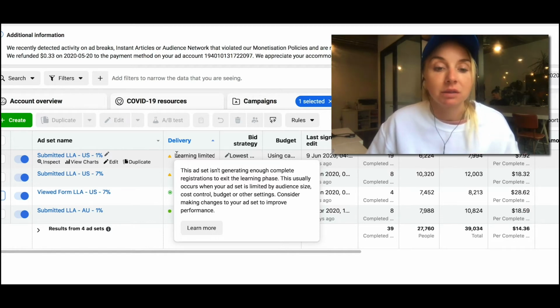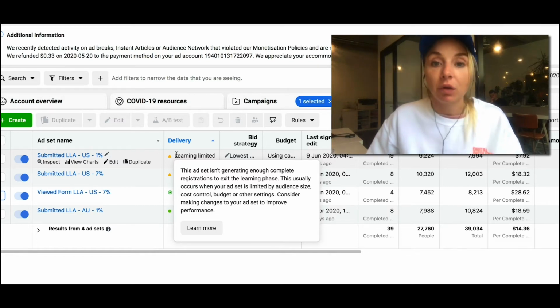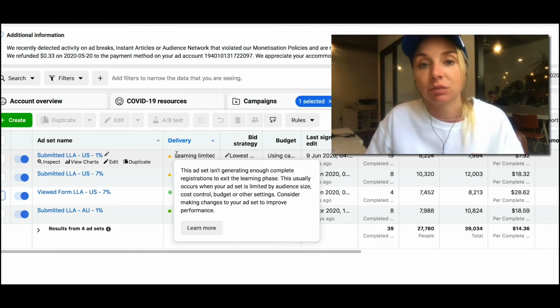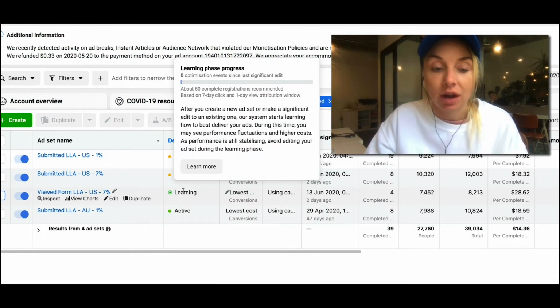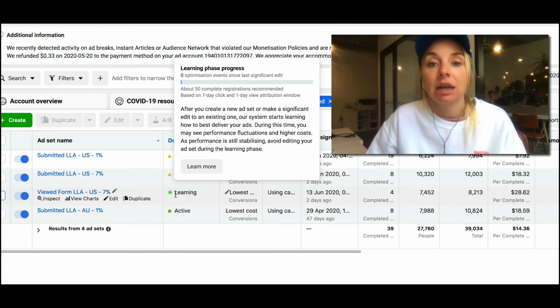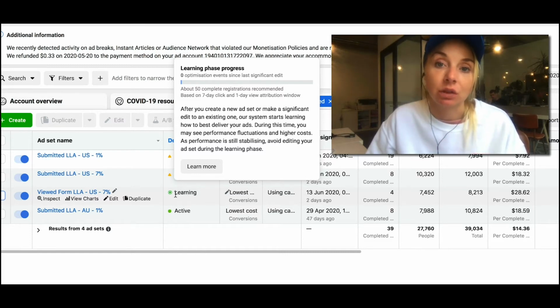So what to do about this, right? Is this going to hurt your campaigns and your ads, and should you go and change everything if you're seeing this symbol? Well, before we go into how to address this, it's important to first understand what the learning phase is. So you'll see here I have an ad set in active, and then I have one in learning. Anytime you launch a new campaign and ad set, you are going to see that the ad sets are in the learning phase. If you make significant edits to the ad set, such as changing the budget or the audience, it will also send it right back into the learning phase.